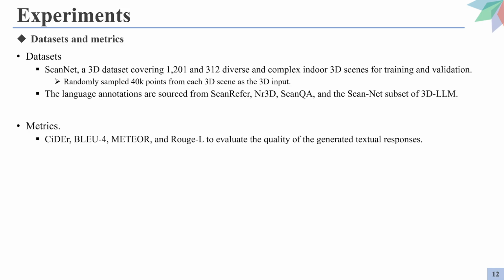To evaluate their method, the authors conducted a wide range of experiments. They used the ScanNet dataset for 3D scenes with language annotations sourced from ScanRefer, Nr3D, ScanQA, and 3D-LLM. The LLM's responses were assessed using standard language evaluation metrics including CIDEr, BLEU-4, METEOR, and ROUGE-L.